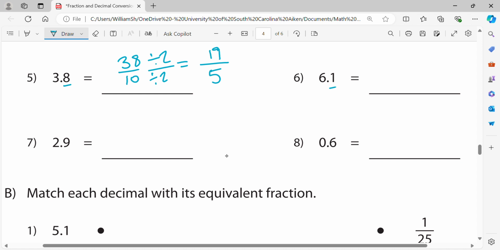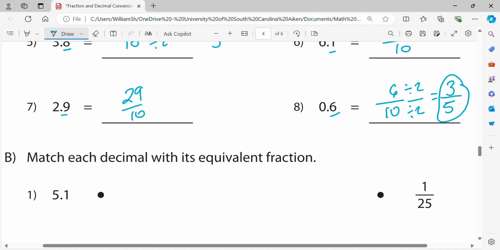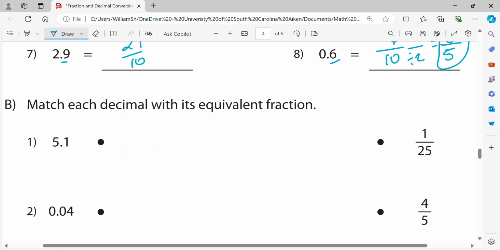6.1. Furthest decimal's in the 10th place, so I'm going to put it over 10. So that's 61 over 10. Can't simplify, so we're done. 2.9. Furthest decimal's in the 10th place, so that's just 29 tenths. 0.6. Tenths place. 6 tenths. We can reduce this one. They both have a factor of 2 in common. So I'm going to divide both by 2 to simplify. 6 divided by 2 is 3. 10 divided by 2 is 5. So 3/5 is our answer on that one. Easy enough, right? Just got to know what place that last decimal is in, and we're going to put it over that number.